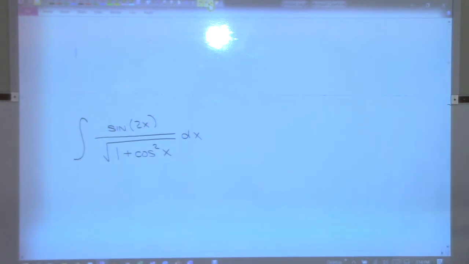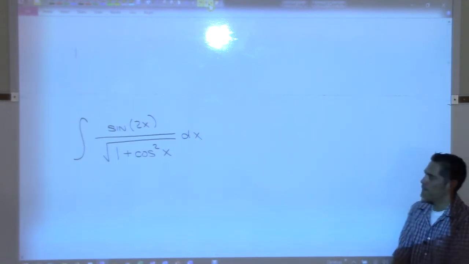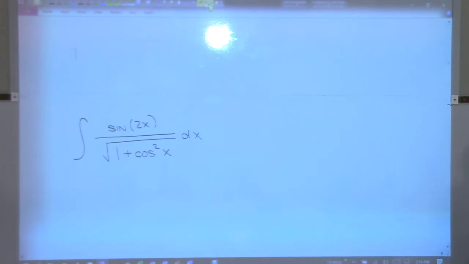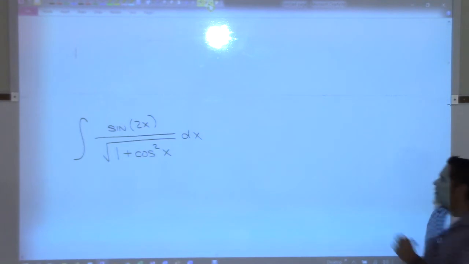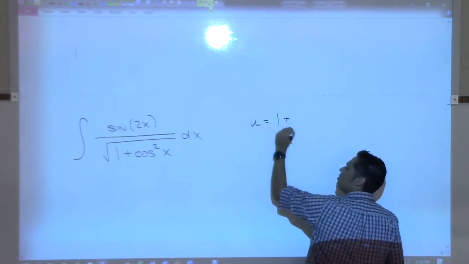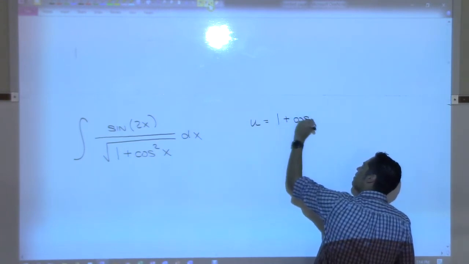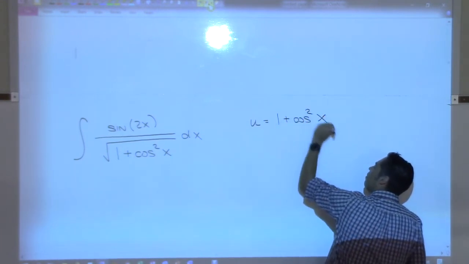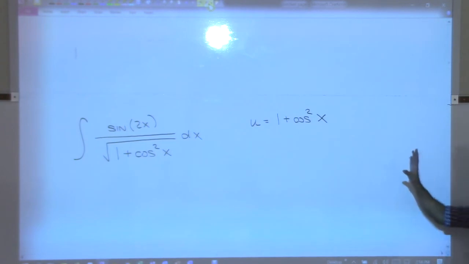So, what would happen if we used 1 plus cosine squared as the u? Then you would be taking a shot at it. Would you like to do that? Okay, let's do it. So u is equal to 1 plus cosine squared x. You want that whole thing, right? Not the root, though? Just that? Just that. Okay. So what is the derivative of that, then?